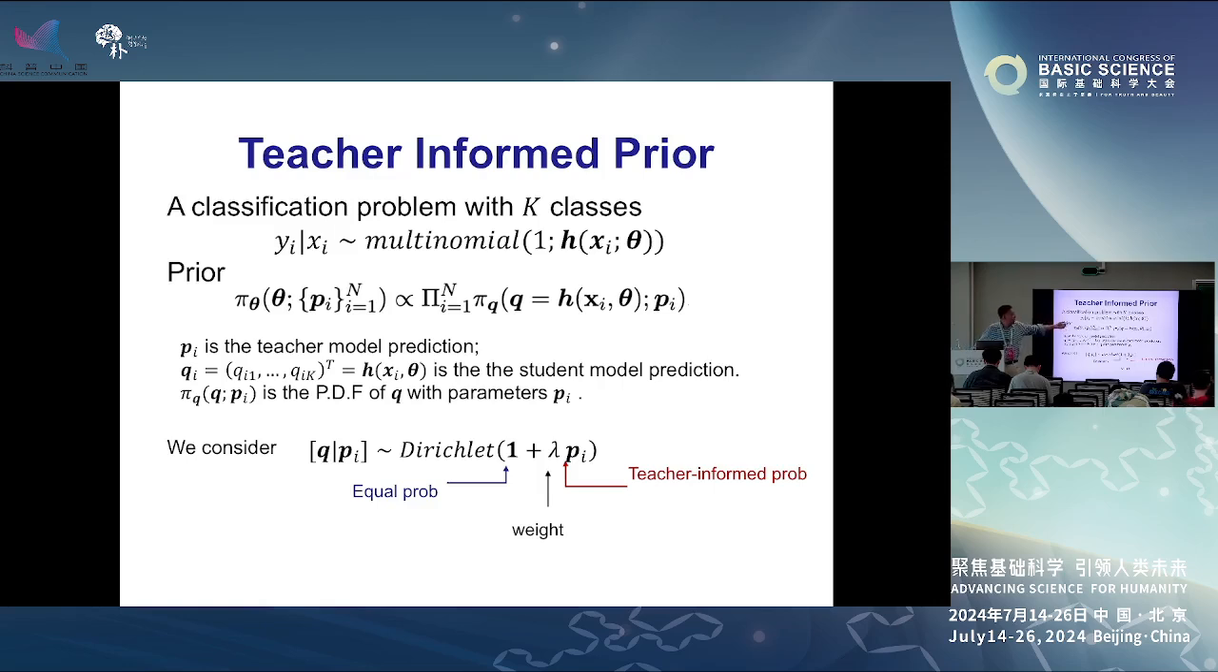We formulated the problem like this, especially in the classification problem. The label of the data y depends on the image x, and it may follow a multinomial distribution. This h is the student neural network. Then we impose the so-called Dirichlet prior. This Dirichlet prior has 1 plus lambda times pi, where pi is the teacher's prediction and lambda is a certain weight, and 1 essentially imposes an equal probability.